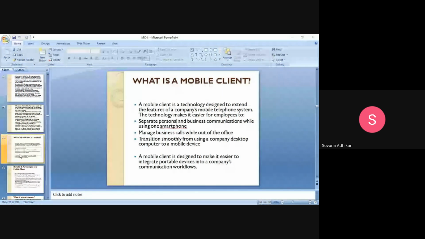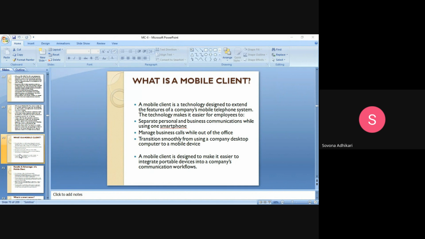What is a mobile client? A mobile client is a technology designed to extend the features of a company's mobile telephone system. This technology makes it easier for an employee to separate personal and business communication while using one smartphone. So it is a technology used to extend the features of the company mobile telephone system.